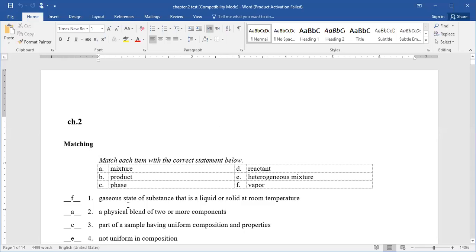Number 1, gaseous state of a substance that is a liquid or solid at room temperature. If the substance is not originally a gas, it will be in the gaseous state, vapor, and it will be number F. A physical blend of two or more components physically will be a mixture, so it will be number A.